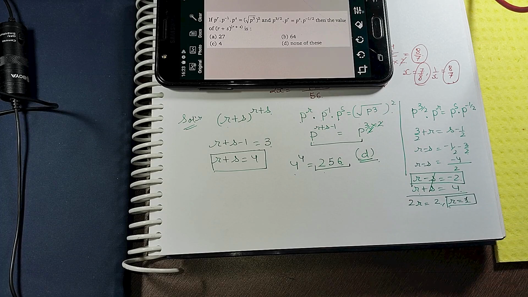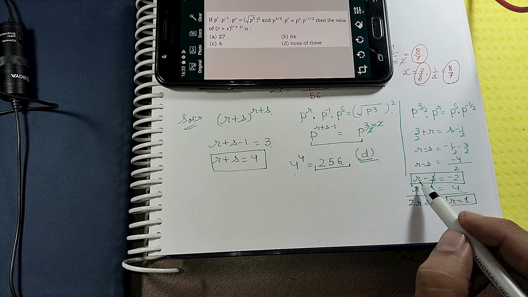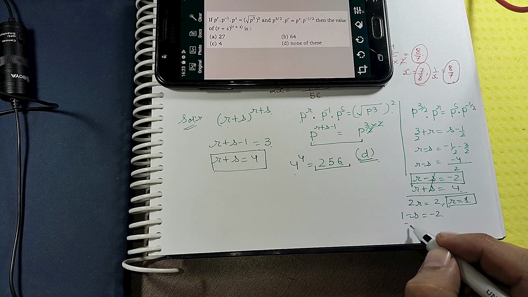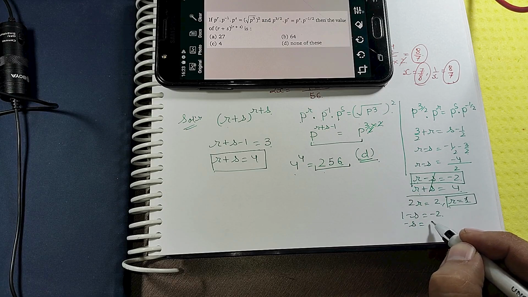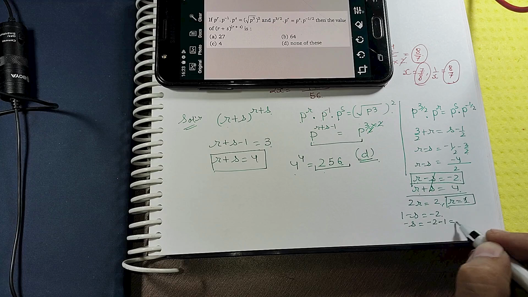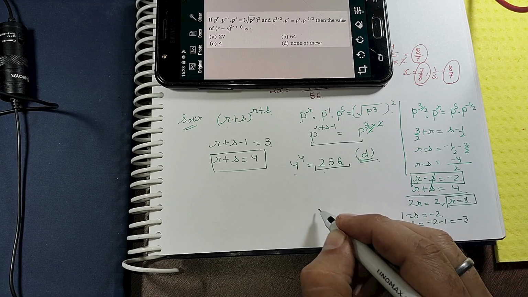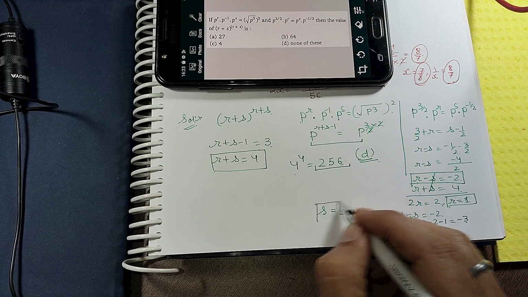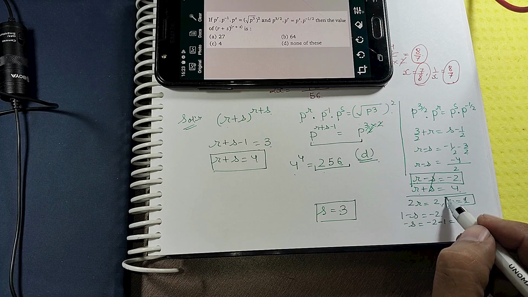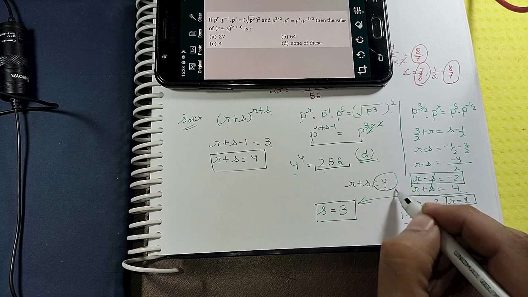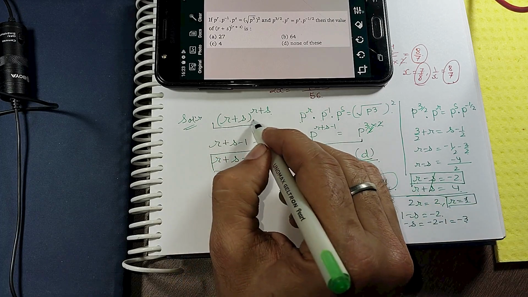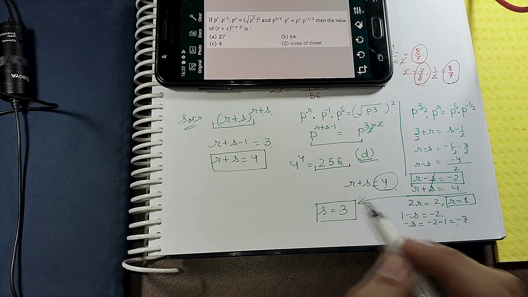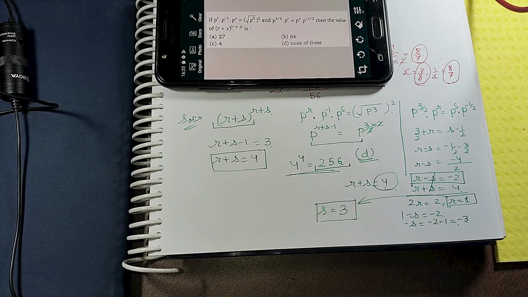Right? Now you can put the value of r in any of these equations. If I put in this, 1 minus s is equal to minus 2, so minus s will be equal to minus 2 minus 1. So this is minus 3. So multiplying both sides by minus 1, I will get the value of s. Again, r plus s is 4. Right? So basically we needed to find r plus s only. So this is giving us the individual values. So we need not find the individual values. So the right option is option D.